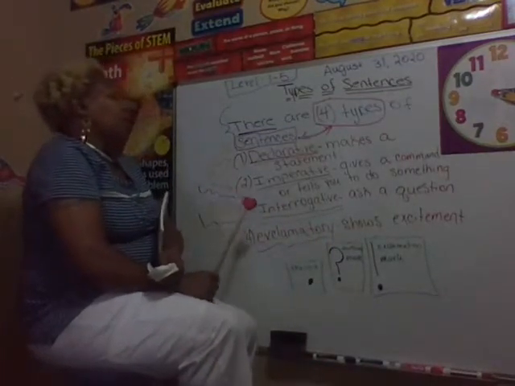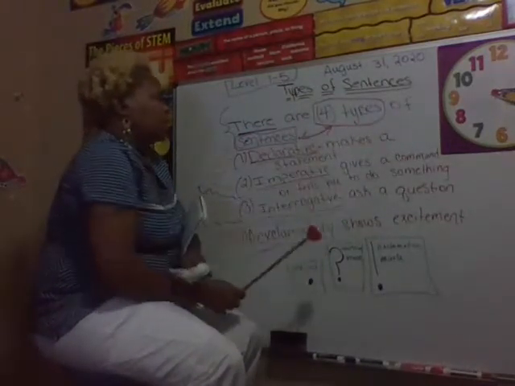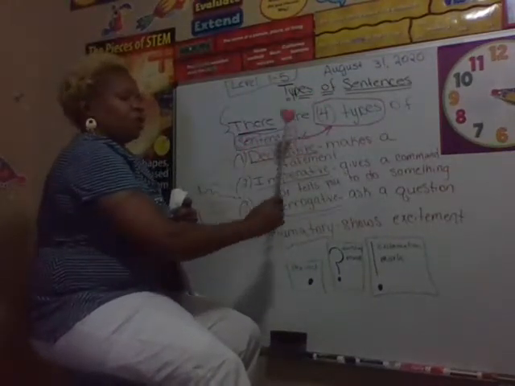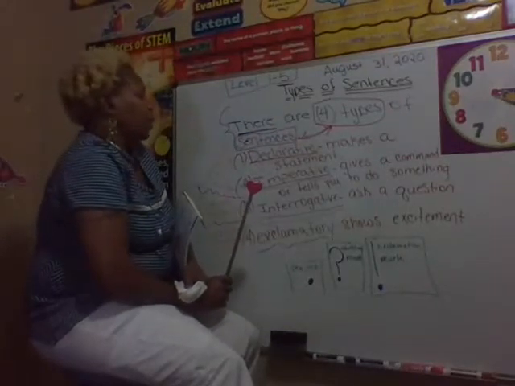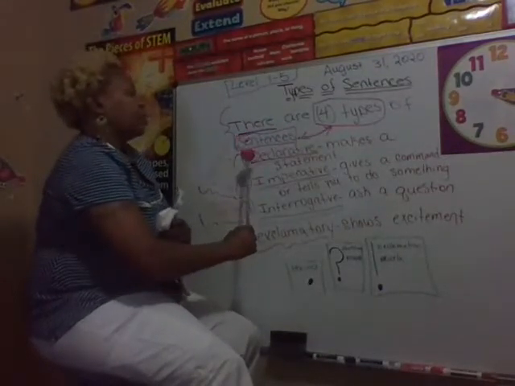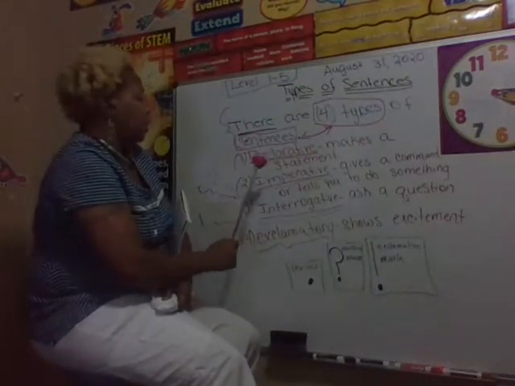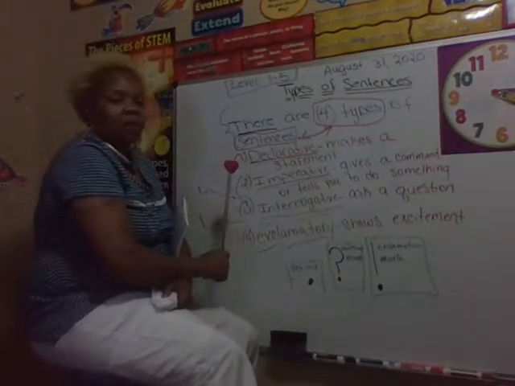Alright, here we are. It says there are 4 types of sentences. Notice that I have sentences and 4 types inside of my pink rectangle, because it's letting you know that sentences is going with 4 types. There are 4 types of what? Sentences. Now, the first type of sentence we're going to talk about is the declarative sentence.